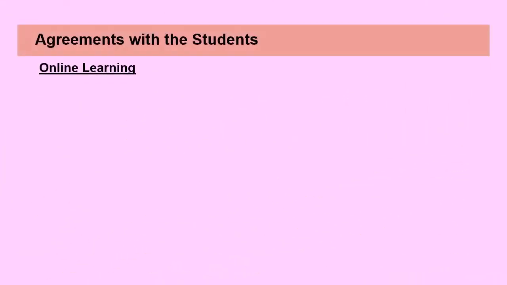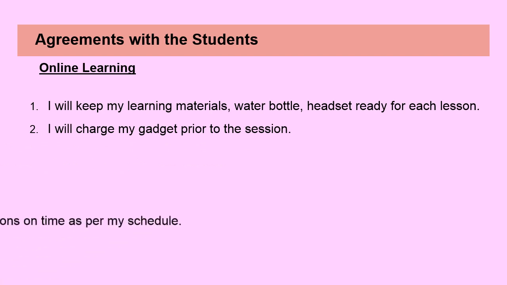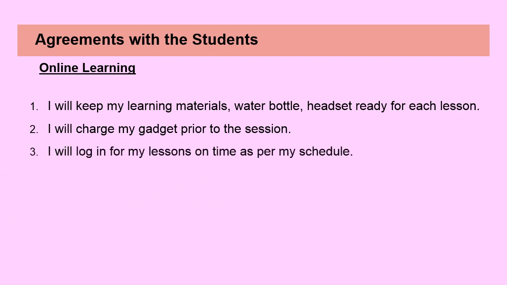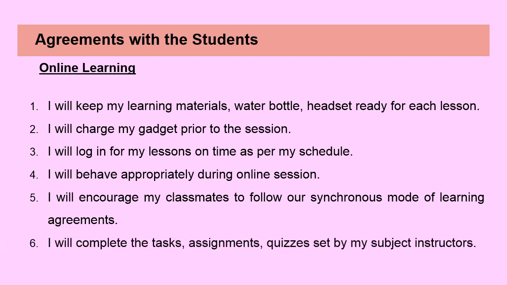Agreements with the students. Online learning. Number 1. I will keep my learning materials, water bottle, headset ready for each lesson. Number 2. I will charge my gadget prior to the session. Number 3. I will log in for my lessons on time as per my schedule. Number 4. I will behave appropriately during online session. Number 5. I will encourage my classmates to follow our synchronous mode of learning agreements. Number 6. I will complete the tasks, assignments, quizzes set by my subject instructors.